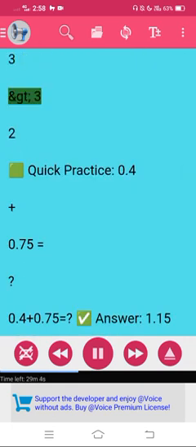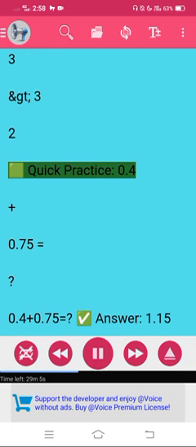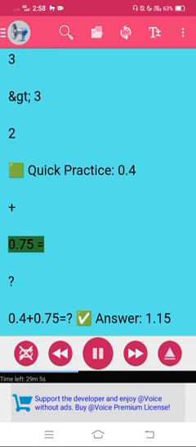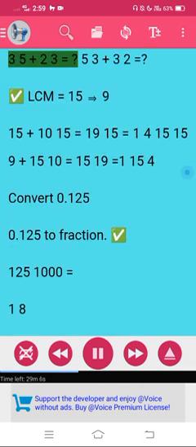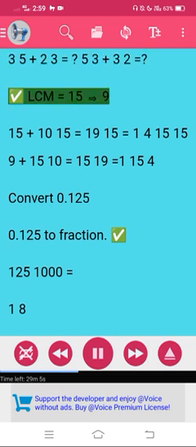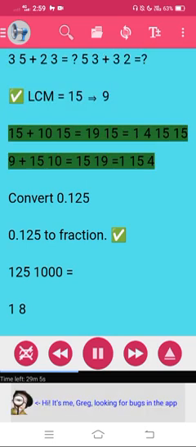Quick practice. 0.4 plus 0.75 equals? Answer: 1.15. Next, 3/5 plus 3/2 equals? LCM equals 15: 9/15 plus 10/15 equals 19/15 equals 1 and 4/15.